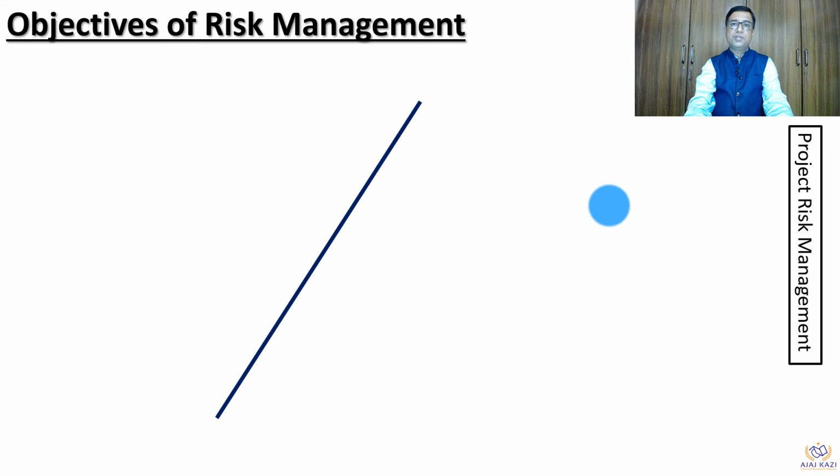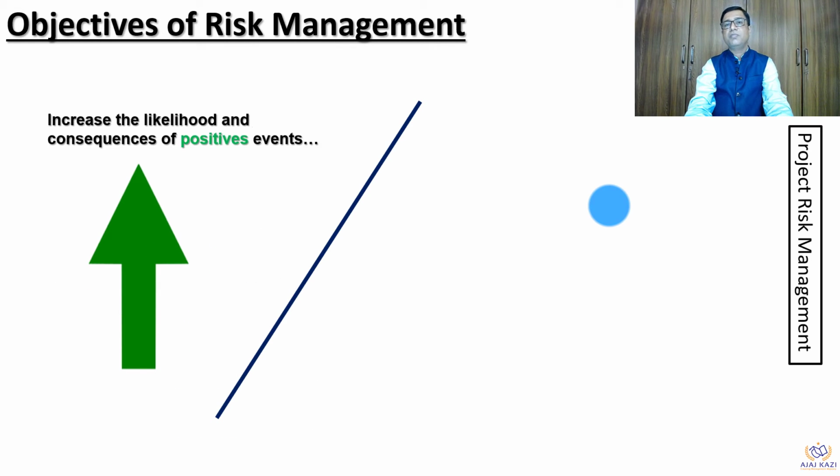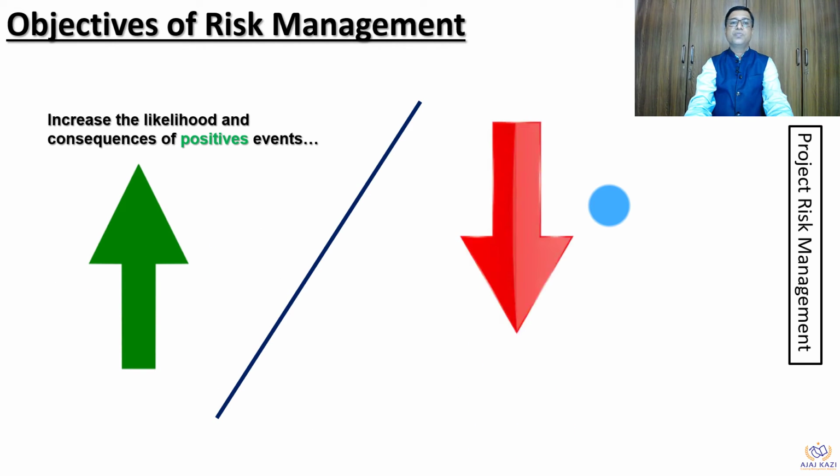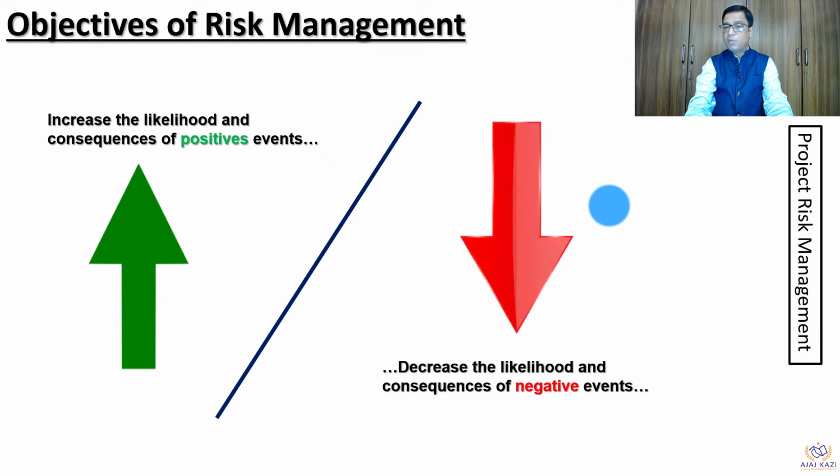Now, what is the objective of risk management? As I said, increase the likelihood and impact of positive events, and decrease the impact and probability of negative events. In a nutshell, this should be our objective of having risk management on projects. If you don't have this, there's no point of having risk management.